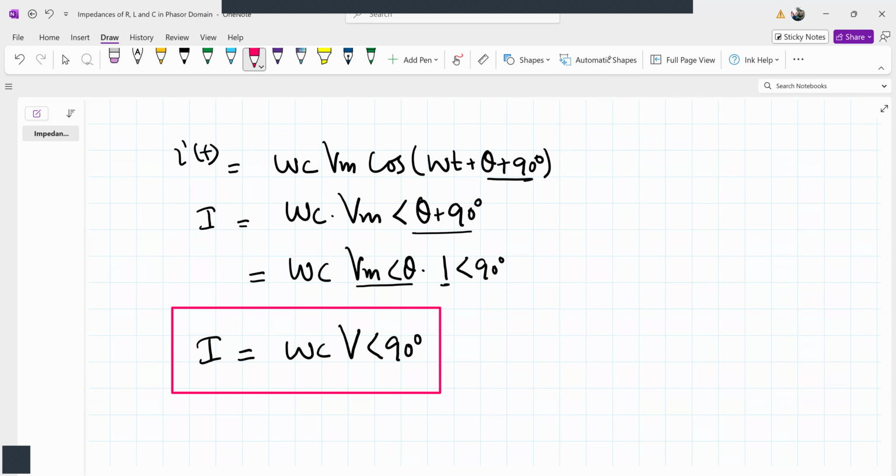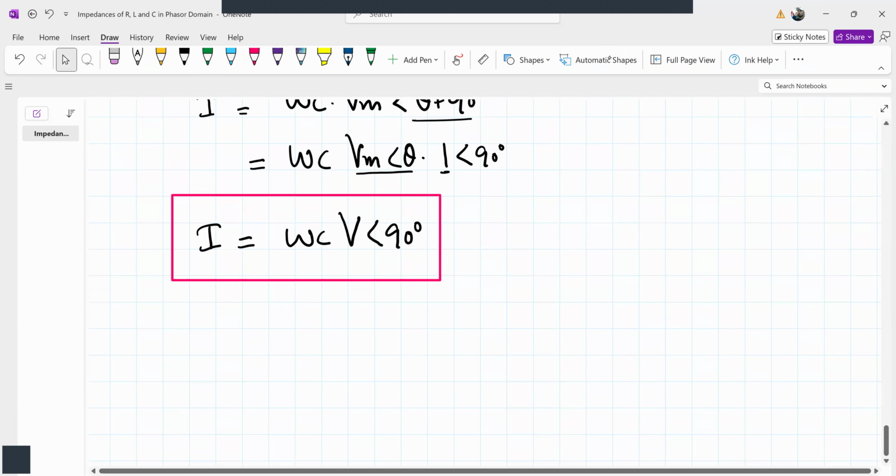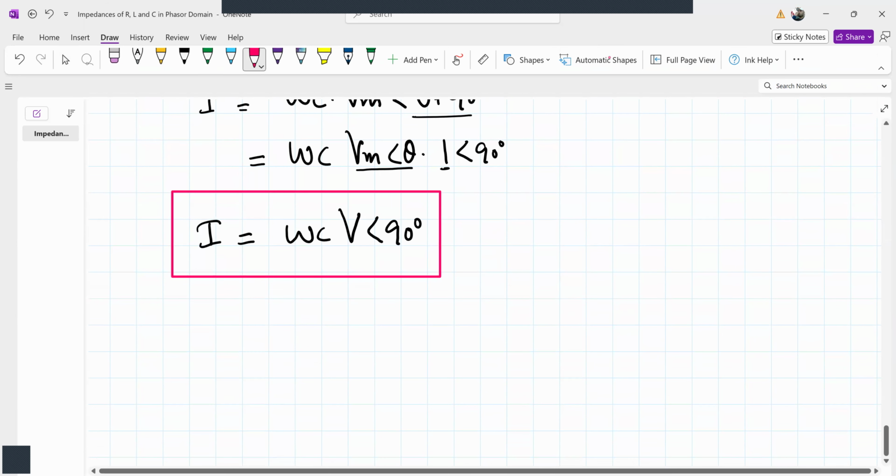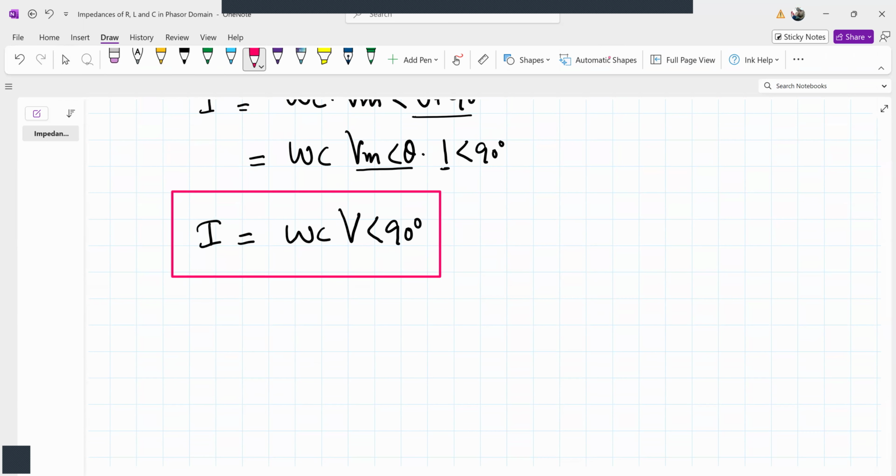Current phasor is leading the voltage by plus 90 degrees. In other words, voltage lags the current by 90 degrees. That is one and the same statement. Current leads the voltage. So in a capacitor, current leads the voltage by 90 degrees, or voltage lags the current by 90 degrees. That's one and the same statement.